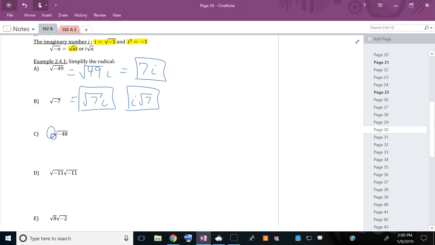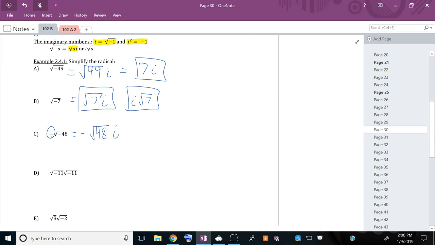Now, if I've got a negative out in front, unfortunately there's not anything I can do about that. That just means my answer is a negative. So I would rewrite this as negative square root of +48 times i. The negative on the inside does still go away.